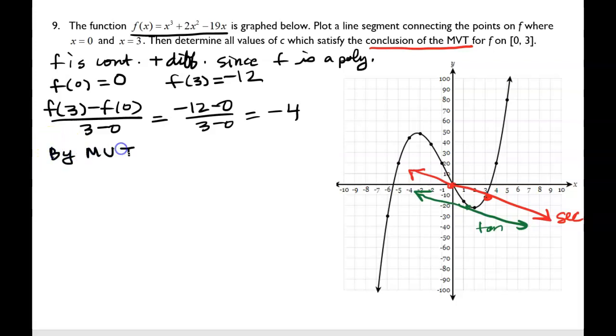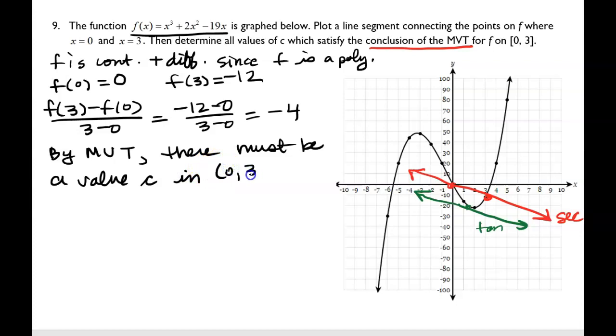So what mean value theorem tells me, the conclusion of mean value theorem, by mean value theorem, there must be a value c in the interval 0 to 3, and it is the open interval. I don't actually include those endpoints, such that f prime of c is equal to -4. Now, in some problems that would be enough, but what it's asking me for is to determine all the values of c. So now I have to figure out when is f prime equal to -4.